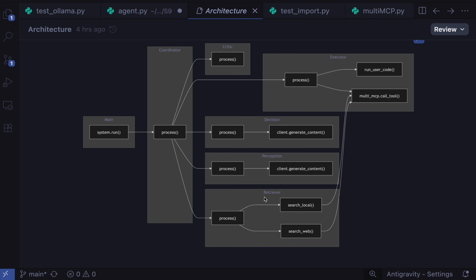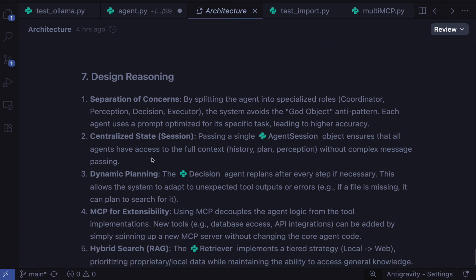If you look at the retriever, in its process it does search local or search web, which again has to call the MCP. Then perception calls generate content. It has a certain input as a query, then it calls the LLM module to get all the entities and what it has to feed forward. Decision is the same, it uses the LLM to do the job. So this is basically the function level details.